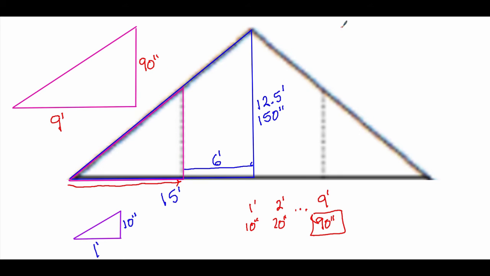And what is 90 inches in feet? Maybe I should have just left these in inches. I don't know. 90 inches per foot. Well, that's going to be 1 foot for every 12 inches. And that'll give you a value.